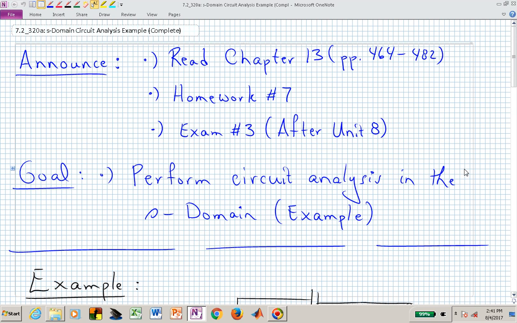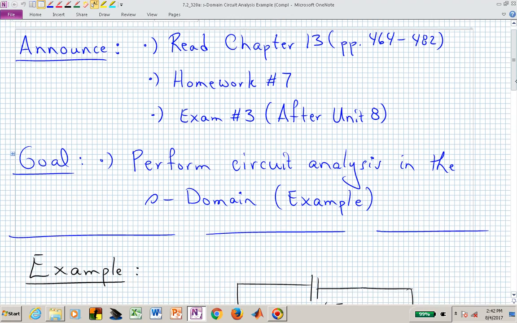In this particular video, we're still working in Chapter 13, the first part of Chapter 13. And what we want to do is walk through a little bit more involved circuit analysis problem in the S domain and see how we would set that up, put that into the matrix formulation, and show how you would mechanically solve that, or at least set it up to be solved.